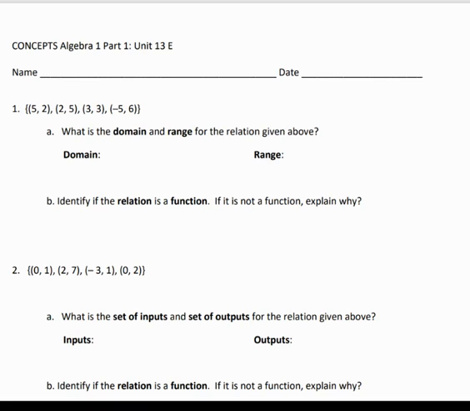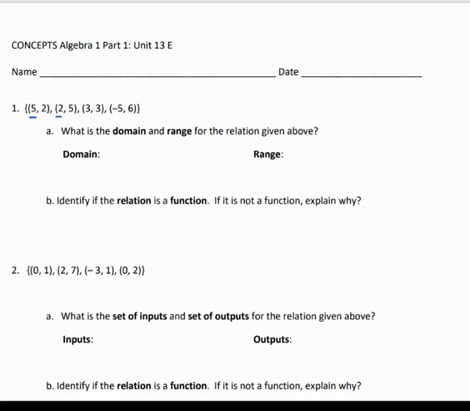So let's just review. Domain is all of the what values? Anyone can chime in. X, good. Yes, good, guys. So our X values, I will underline in blue, right? X is the first in the ordered pair. We put that in our set notation, which is those braces, and we try to put them from least to greatest. I see a negative number, so -5 will come first, then 2, then 3, then +5.